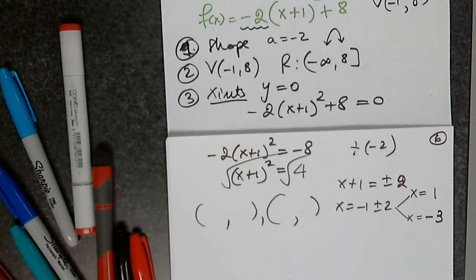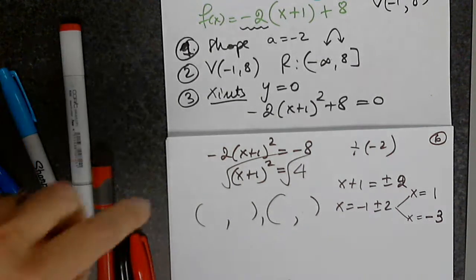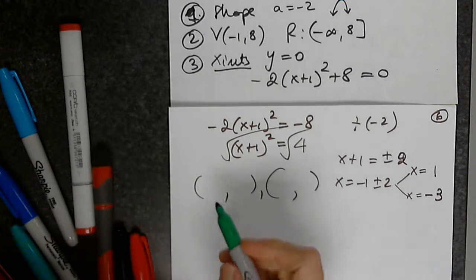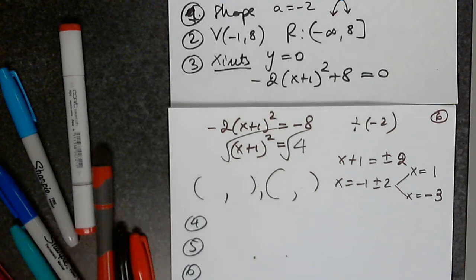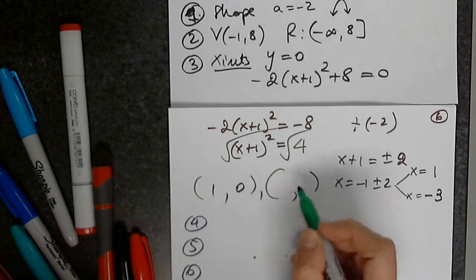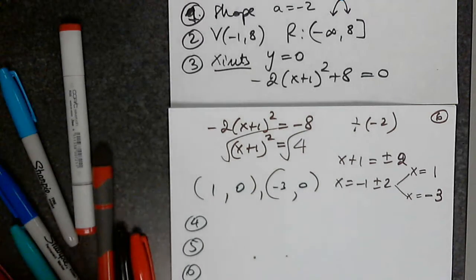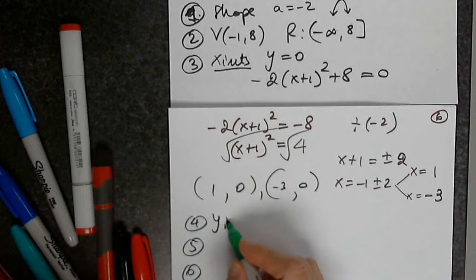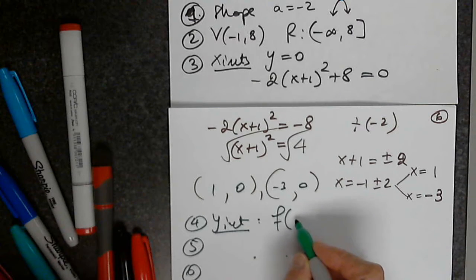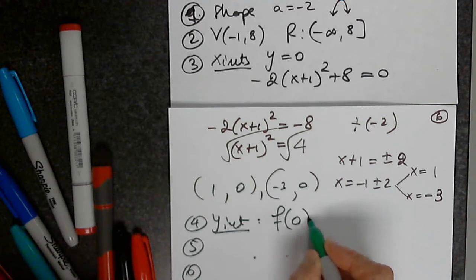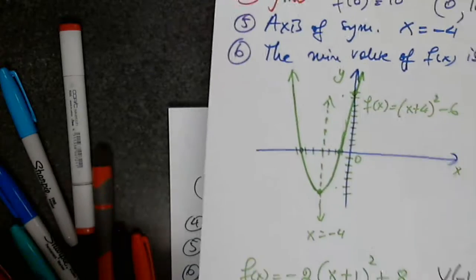It is wise to write them as x-intercepts before you move on. So they are 1, 0 and negative 3, 0. Very good. Now 4 must be the y-intercept, which means I have to find f of 0. Yes? So let's go back together here.